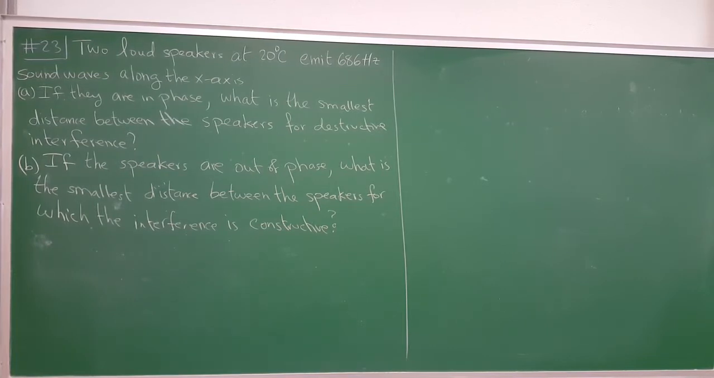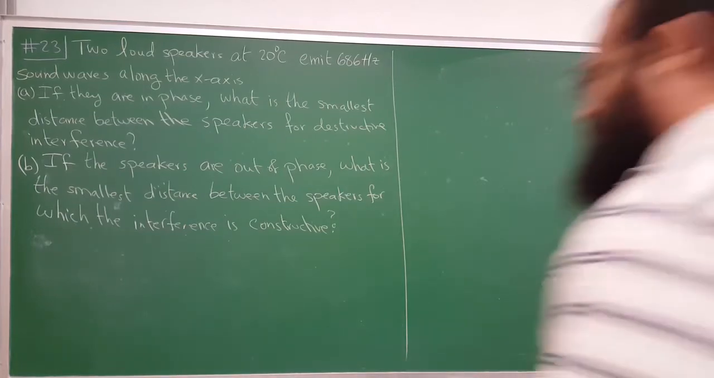So in this next problem, it says you have two loudspeakers in a 20 Celsius room. They emit 686 hertz of sound waves along the x-axis. At 20 Celsius, they're telling you that the speed of sound is 343 meters per second. If the loudspeakers are in phase, what is the smallest distance between the speakers for which the interference of sound waves is maximum destructive? So it's destructive, in other words.